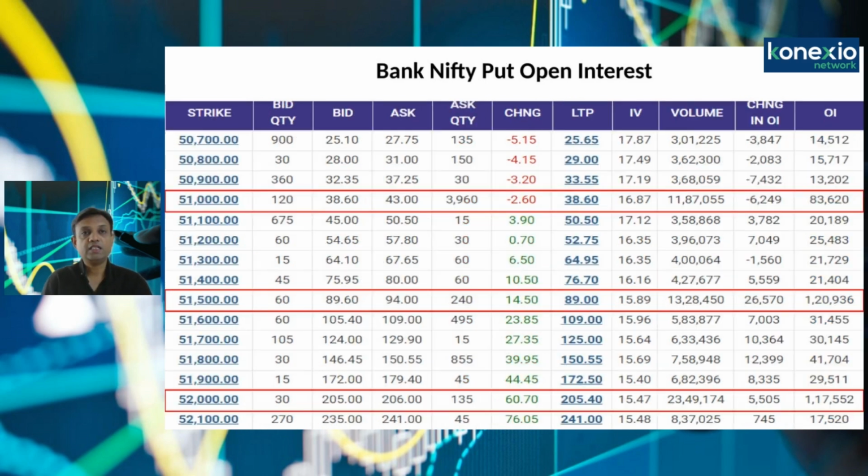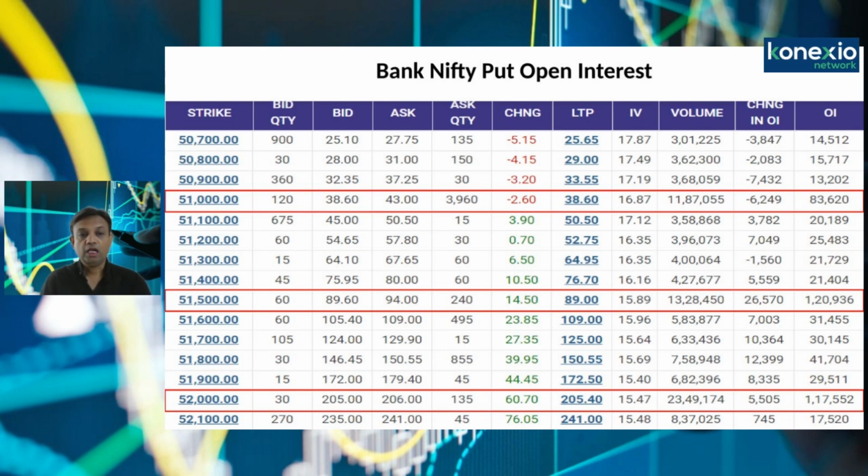Now friends, let us discuss the Bank Nifty put data. In Bank Nifty put, you can clearly see the option premiums are positive. That means some sort of long build up could be seen in Bank Nifty puts. There has been a rise in the open interest, rise in the volumes. The action was seen in 52,000 puts, 51,500 puts and 51,000 puts. The implied volatility is slightly higher. It is between 15.47 and 16.87.